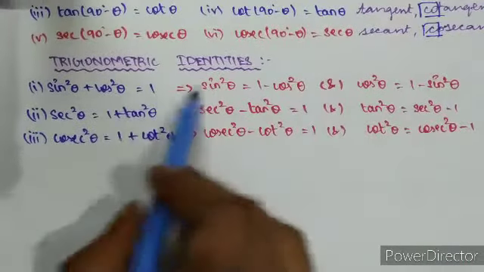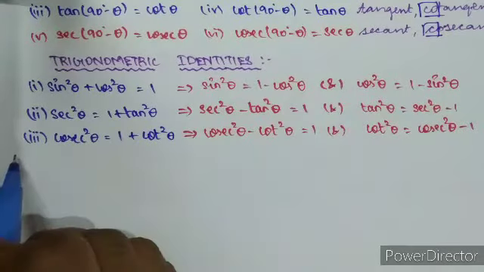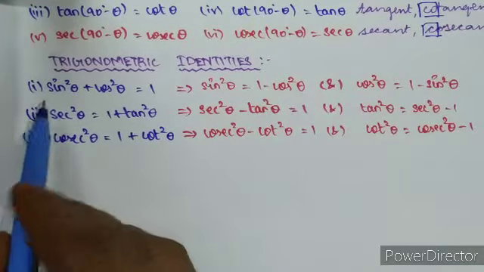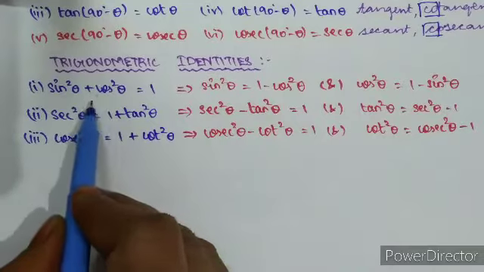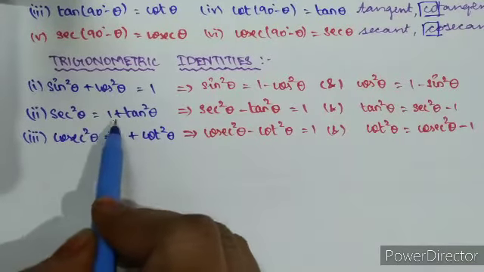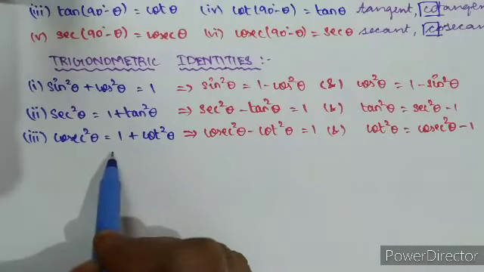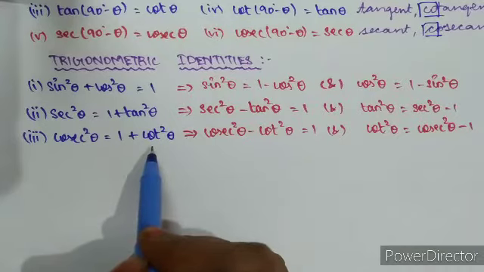Then comes the trigonometric identities. There are three basic identities. There are three important identities which you have to memorize. Sine square theta plus cos square theta is equal to 1. Secant square theta is equal to 1 plus tan square theta. Cosecant square theta is equal to 1 plus cot square theta.